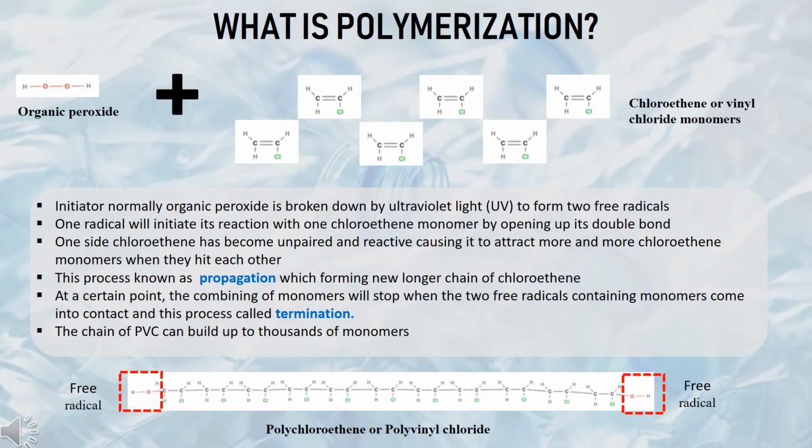The main and most important process in PVC making is polymerization. This process starts with the breaking down of organic peroxide by UV light, creating two free radicals. This causes one chloroethene monomer to initiate its reaction by combining with one free radical. The process of forming new monomer chains continues and is known as propagation. The combination of monomers will eventually stop when the two free radicals attached to monomers hit each other in a process called termination. Therefore, PVC has now been formed.